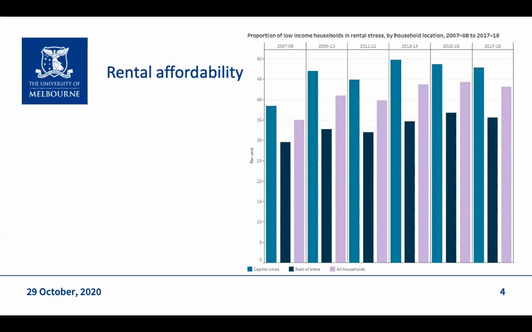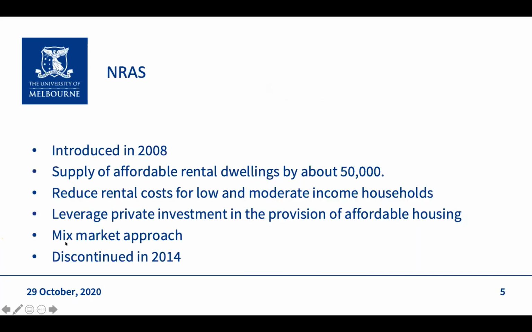The dark blue bar here is for capital cities like Melbourne, Sydney, and so on. The black bar is for the rest of the state, and the purple one is for overall. So it's a large part of the low income households who cannot afford rental housing. So NRAS was introduced in 2008.